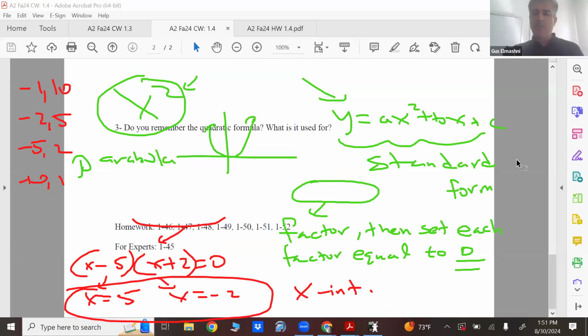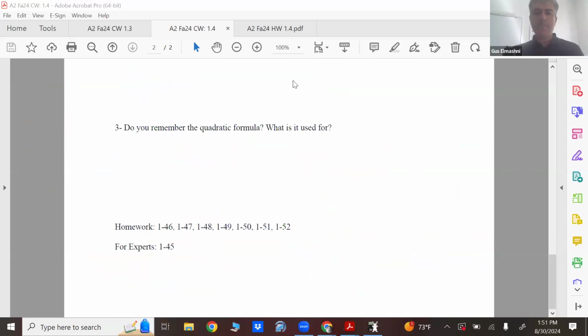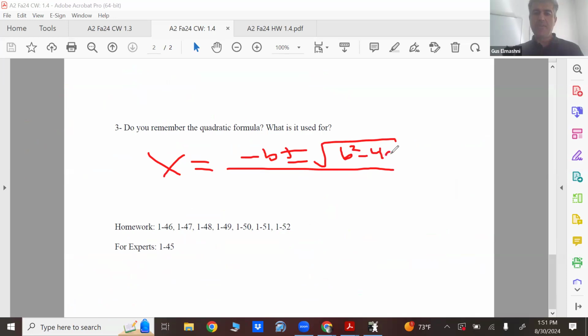All right. Lastly, what is the quadratic formula? You guys remember? What is it? Look at you. You got it. Yeah, you can make a song. What is it used for? To find x-intercepts. Or we call them zeros.